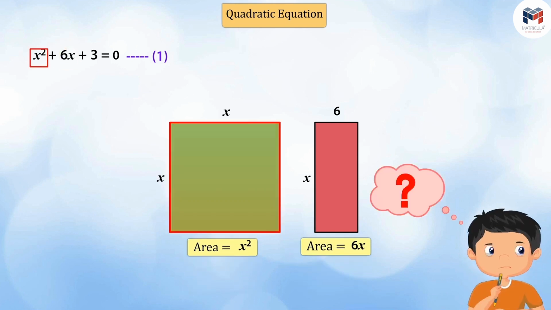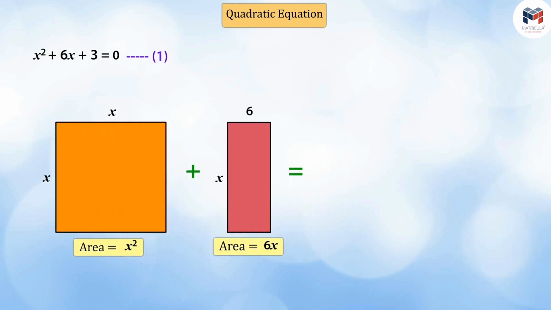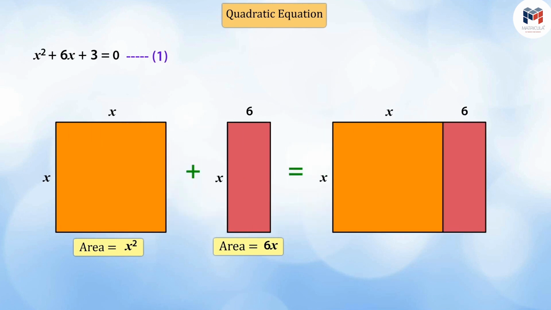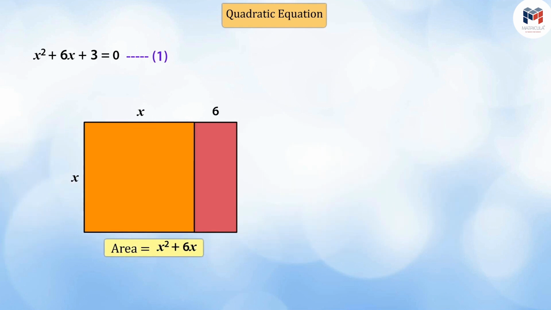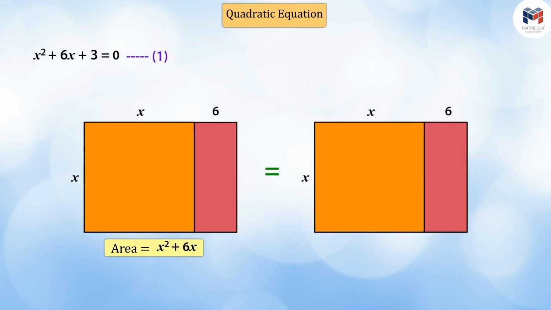Can you combine these two shapes to form a new shape? Well done! If we combine the given square and rectangle, we shall get a new rectangle whose area will be equal to the sum of the area of the square and the area of the first rectangle, which means that its area would be x to the power 2 plus 6x. Now, we can divide the small rectangle, which is part of the new rectangle, into two equal rectangles in this manner.